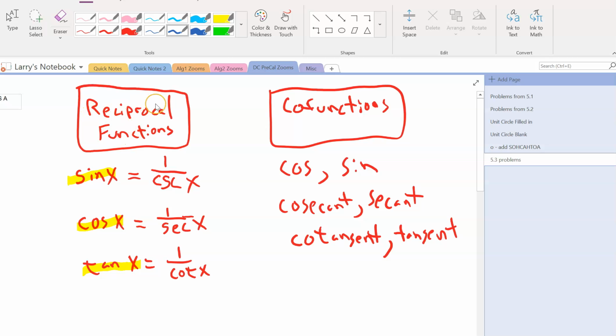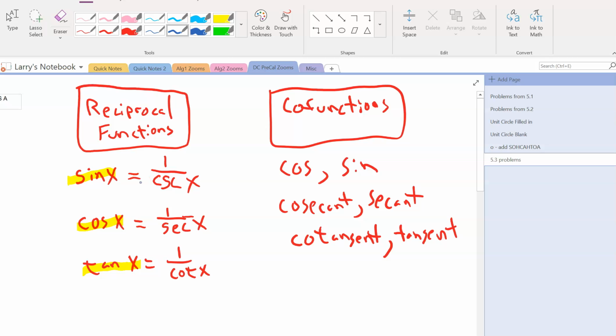Remember, a reciprocal is a flipped over fraction. The reciprocal function to sine x will be cosecant x. That is, sine x is equal to 1 over cosecant of x. The reciprocal function to cosine is secant. That is, cosine is 1 over secant. The reciprocal to tangent is cotangent. That is, tangent is 1 over cotangent.